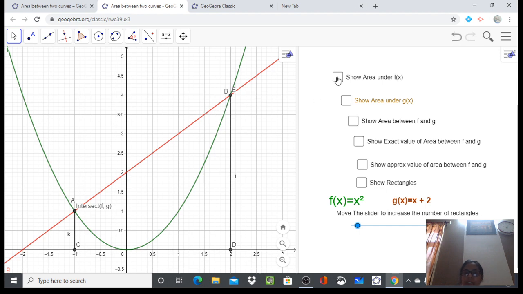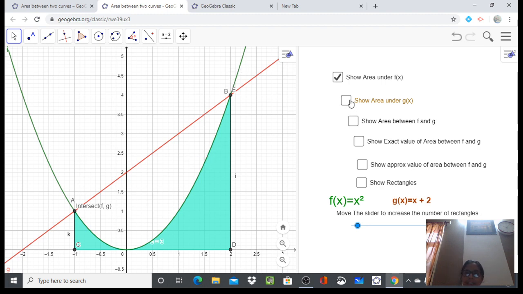I am going to take the area under f of x, where f of x is equal to x square. That means we have this parabola. When we show the area under f of x, that means the area under this curve, bounded between this line a b c d, and above the x axis. So this is the area under f of x and above the x axis between the intersections of a b c d curve.